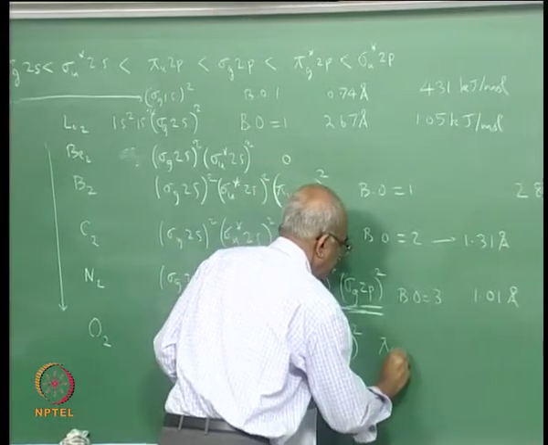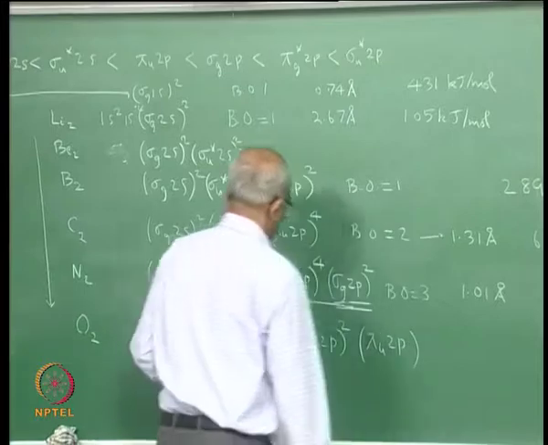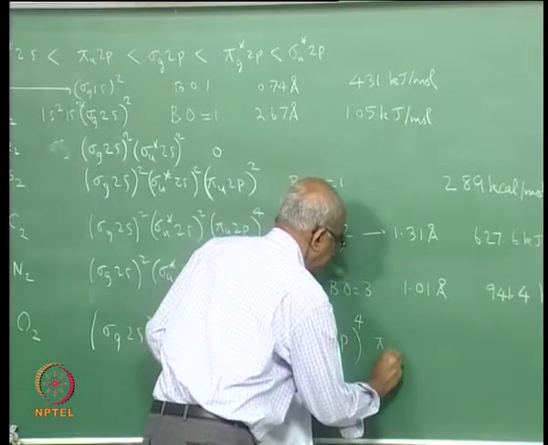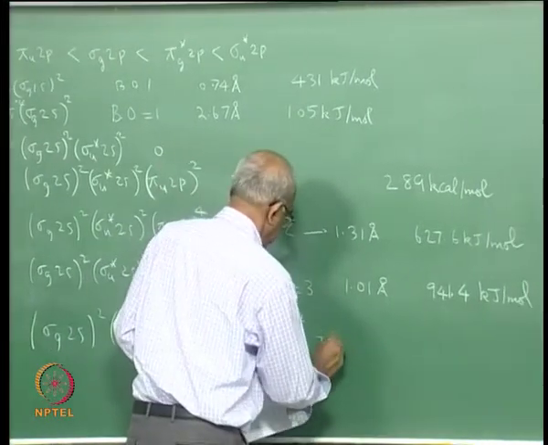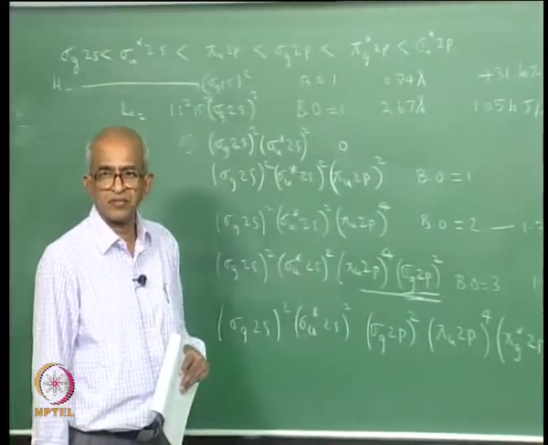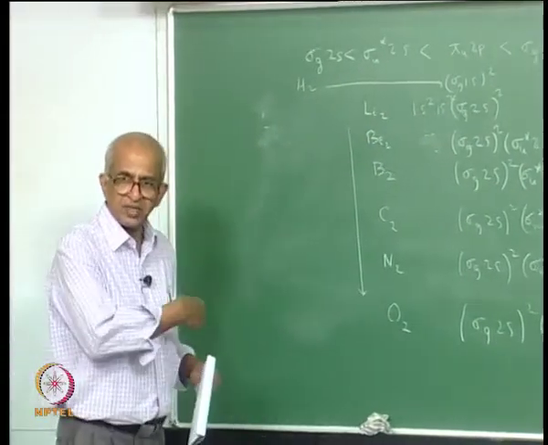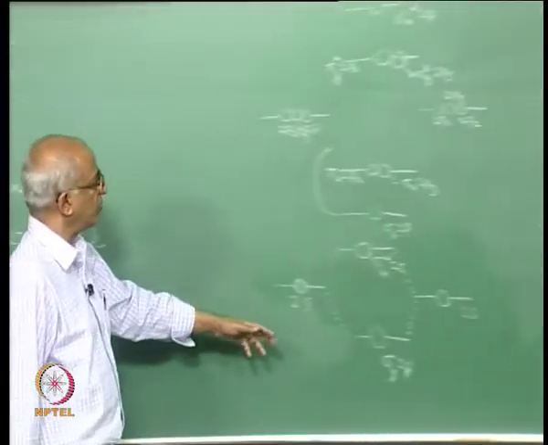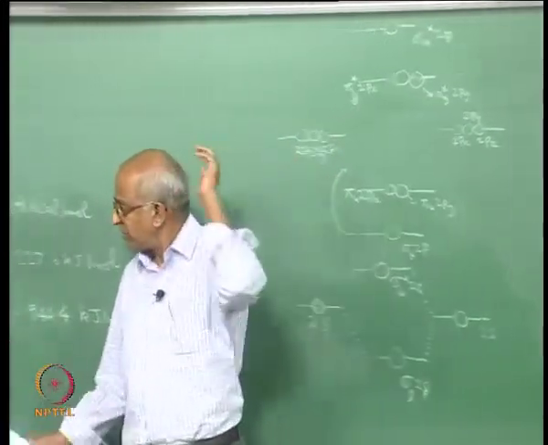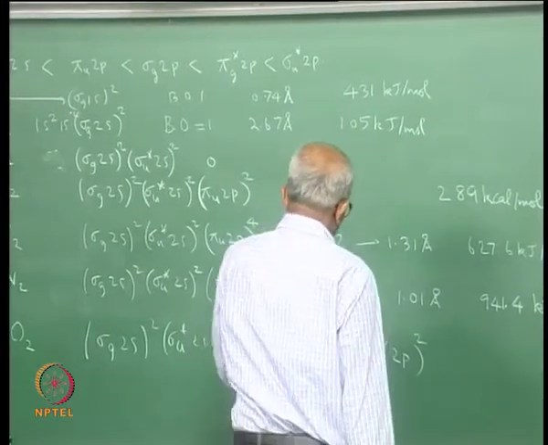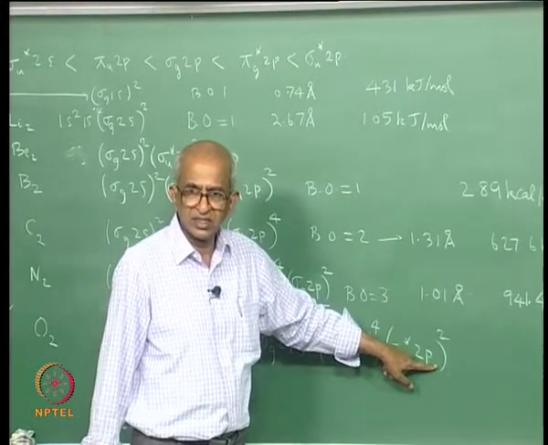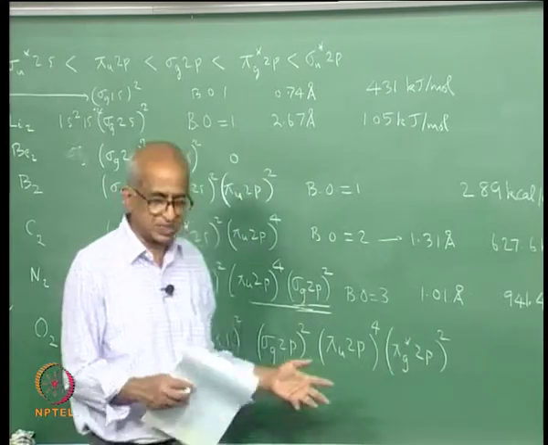and pi u 2p with how many electrons? With 4 electrons, and pi g star 2p will contain how many electrons? It will contain 2 electrons. It is actually this orbital order that you have to follow now, essentially because the energy separation between 2s and 2p is large. If that is the way it is, you would find that there are 2 unpaired electrons in the case of the oxygen molecule, which again is in agreement with experiment.